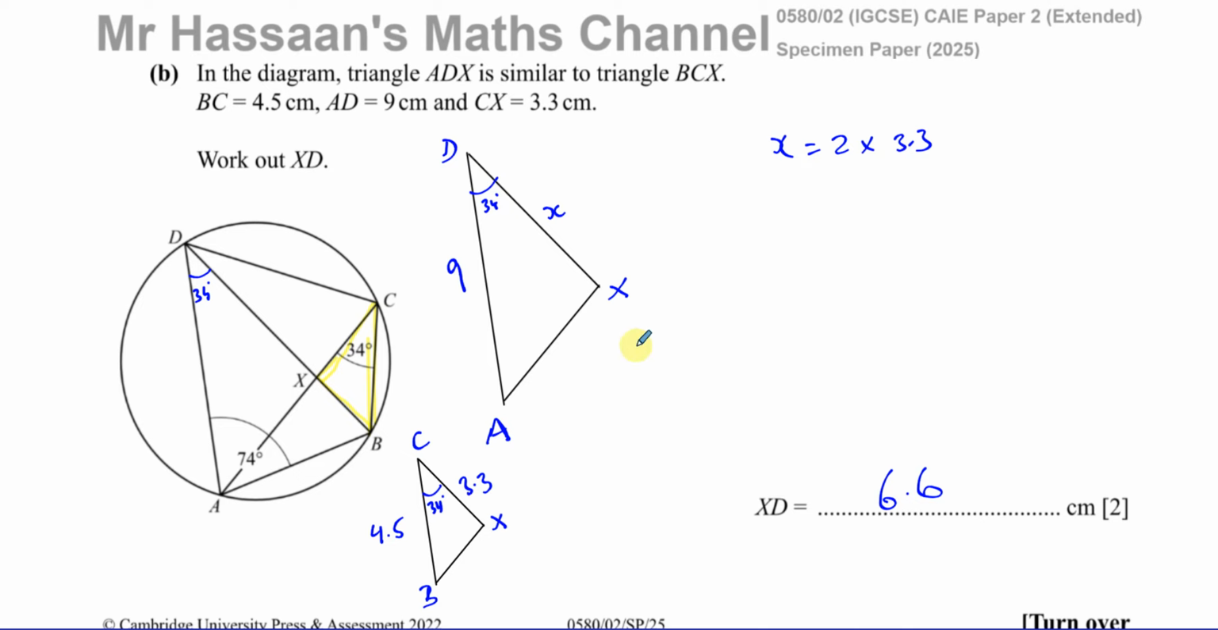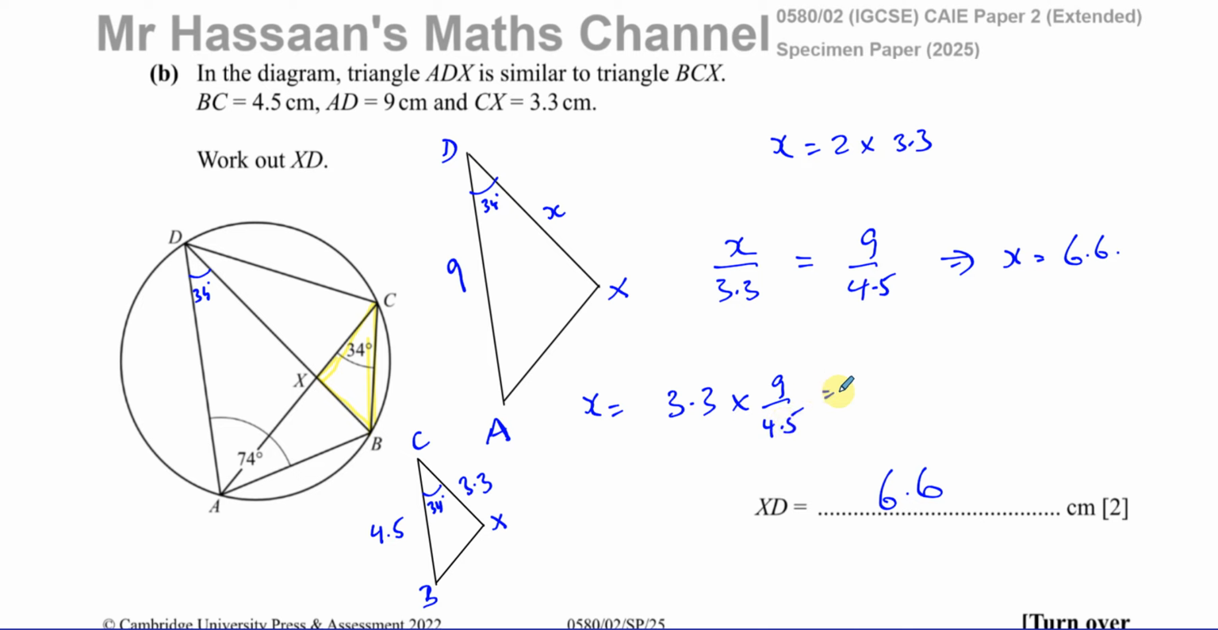We could also do it using proportion. We say x over 3.3 is the same ratio as 9 over 4.5, which is 2, so x is going to be 2 times 3.3, which is 6.6. Or we can take the length that we know corresponding to the one we're trying to find, multiplied by a ratio of a pair of values in the same position relative to each other, taking the bigger over the smaller. Of course, that will give us the same answer, 6.6.